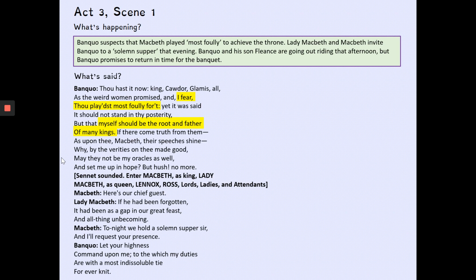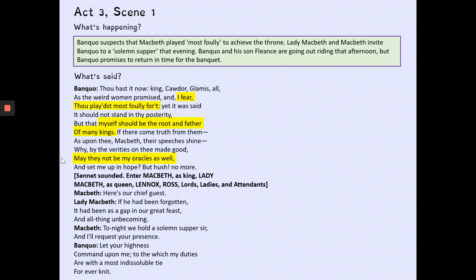Remember, he also is aware of the promise that he was made. Myself should be the root and father of many kings. And he's still keen to defend that possibility. And we'll come on to that in a second. But he's very conscious of Fleance and what Fleance was promised.